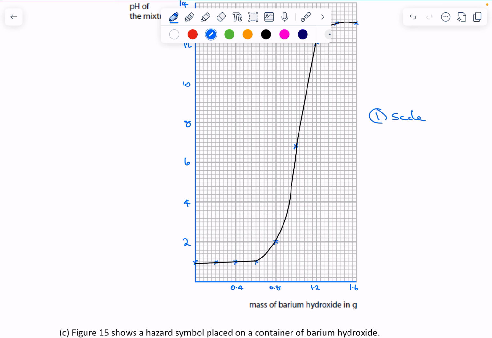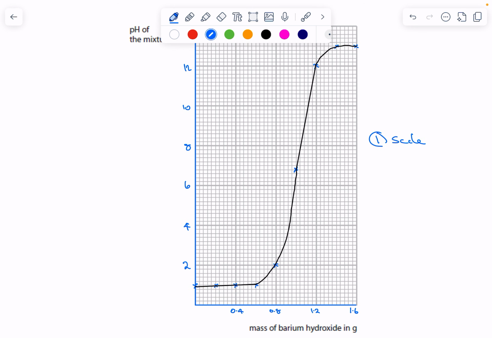Next one is the line of best fit. As you can see, the black line on my graph is this S shape. That's always the shape for a neutralization. Yours has to be the same shape and it has to be best fit. So if your graph is the same shape and best fit, then you are going to get the second mark. And the third mark is for points plotted correctly. So they will look at each point and work out if you have plotted them accurately according to the results and the scale of your graph.